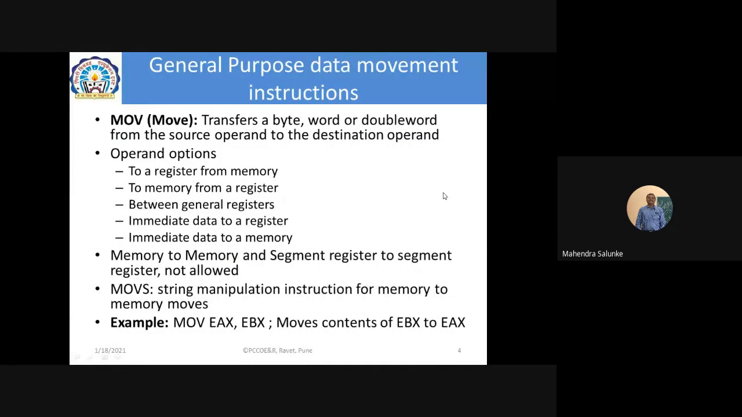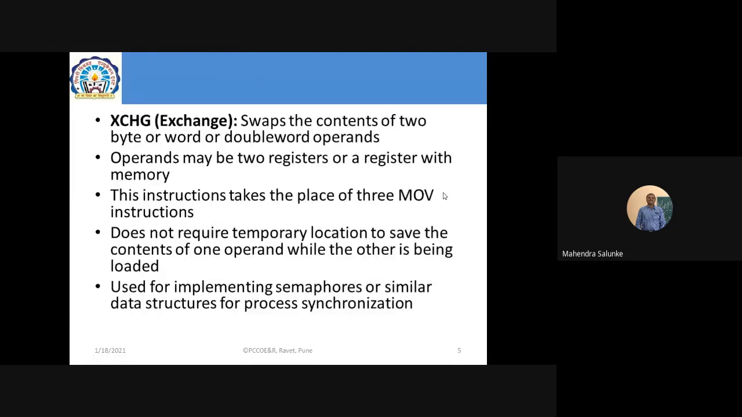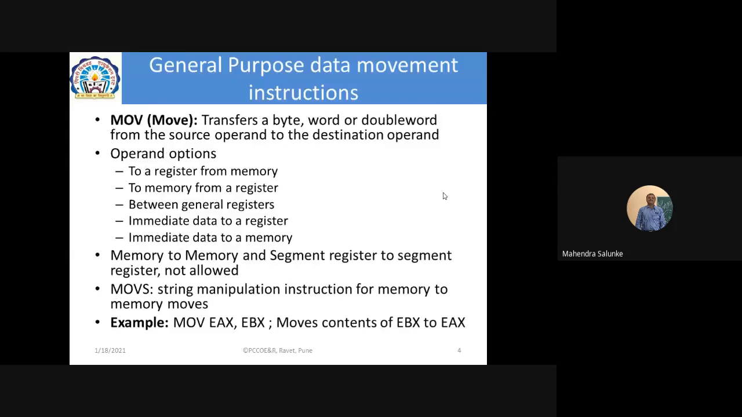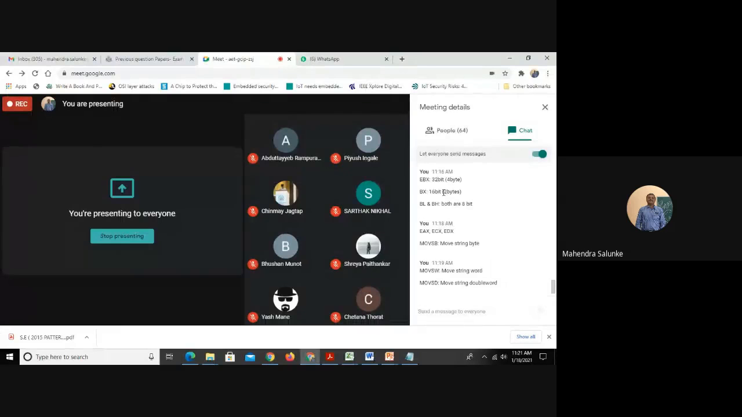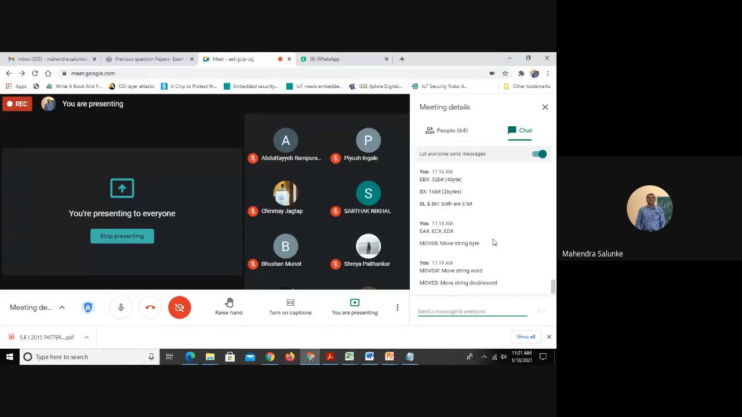Now, there is an interesting point that I will ask. I will put that question in the chat box. All of you can just note it down in your notebook. I will give you an example here. In the earlier example, I wrote AX comma EBX. Now I'm writing AX comma BX. What is the difference between the earlier instruction and this instruction? In this instruction, it is moving 16-bit data from the BX register to the AX register. Then, if I write AL comma BL, in this case it is moving 8-bit data from BL to AL.